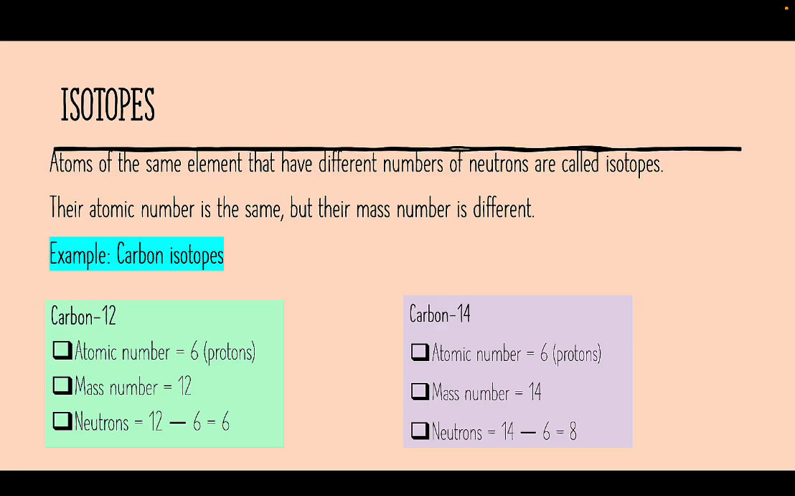And so when we have atoms that are the same element, and again, the element is defined by the number of protons, if they have the same number of protons but different numbers of neutrons, we call them isotopes. Their atomic number will be the same, but their mass number is different. And let's take a look at an example here with carbon isotopes.